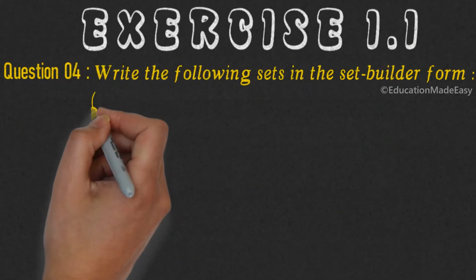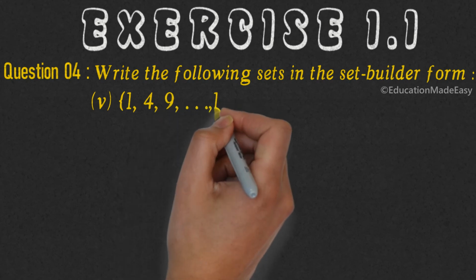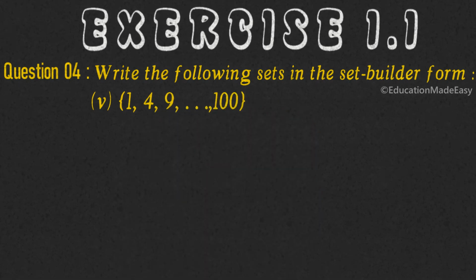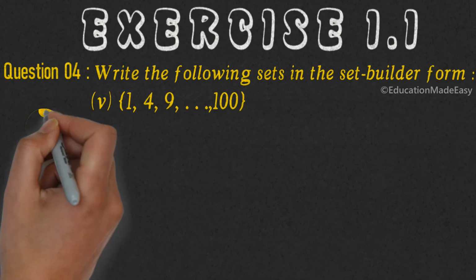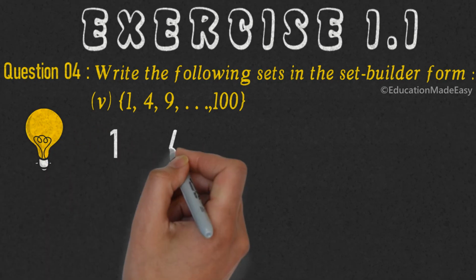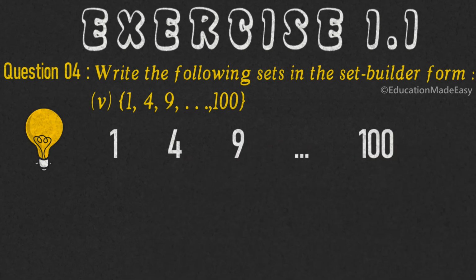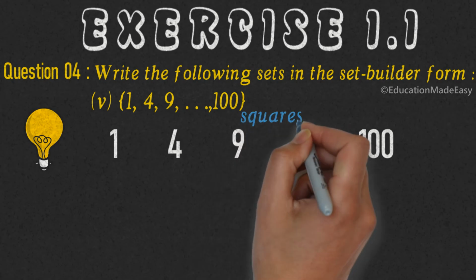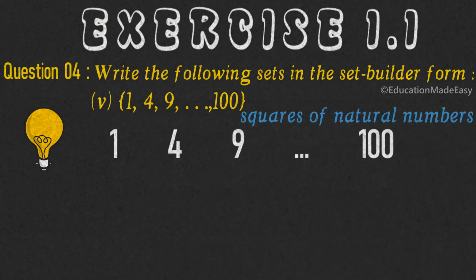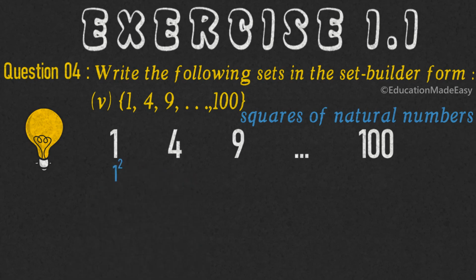Next is section 5 of question 4. Set of 1, 4, 9, etc. up to 100. Solution. The elements of the given set are 1, 4, 9, etc. up to 100. By observing the pattern, we can understand that it is the collection of squares of natural numbers up to 10. That is, square of 1 is 1.